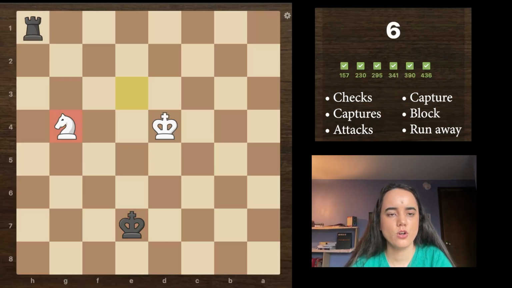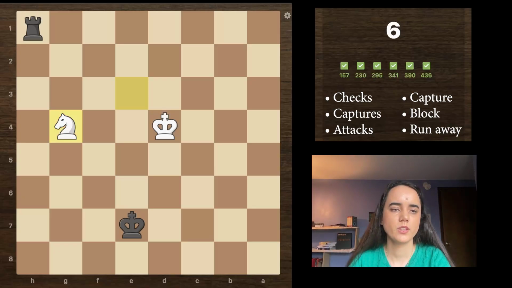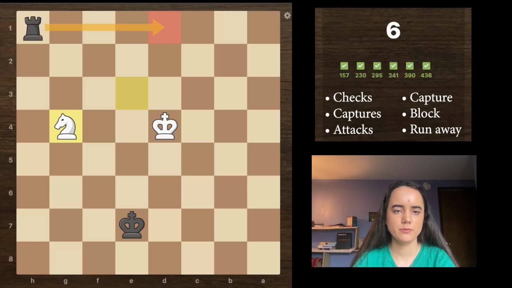Okay, so let's go through the process: checks, captures, and attacks. So we've got this check, and that is the only check we have. So let's say our rook's here. What are his options? He cannot take our rook. He cannot block, so he's got to run away. So he can go here, here, here, here, here, or here.